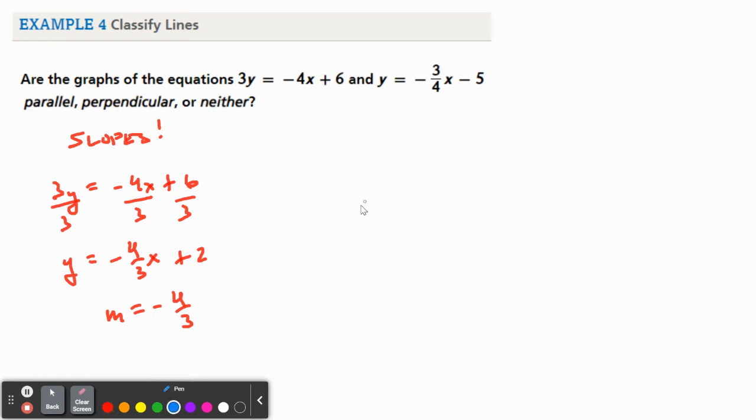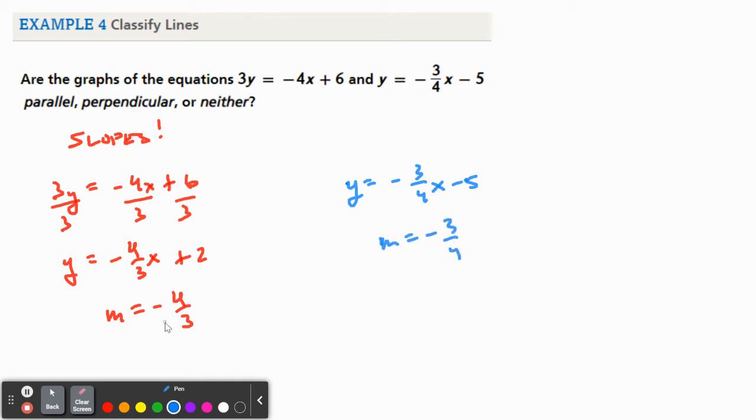So now we're going to take a look at the second equation. This second equation is actually already in slope-intercept form. We're pretty lucky. The reason it's good to go into slope-intercept form is because slope-intercept form identifies the slope. So this slope already is negative 3/4.